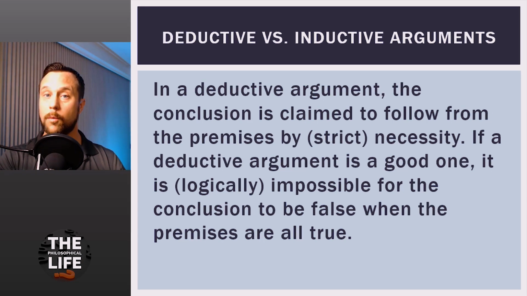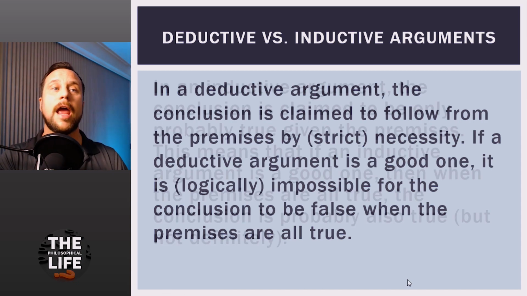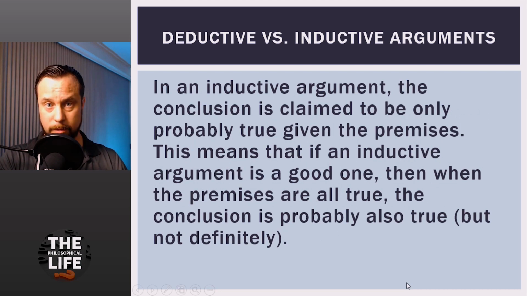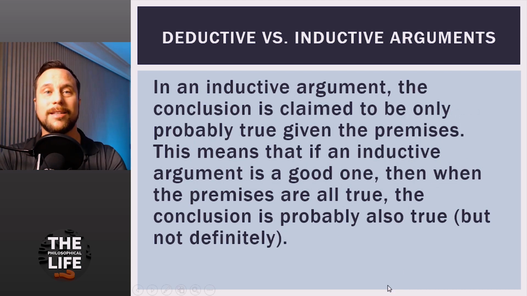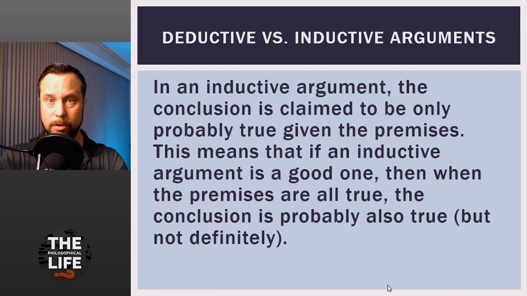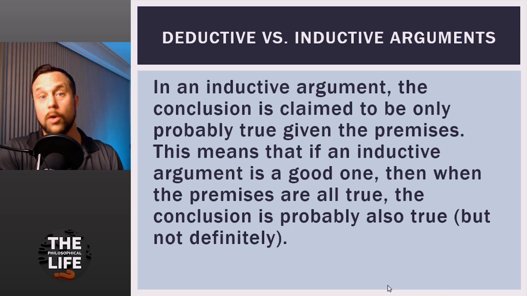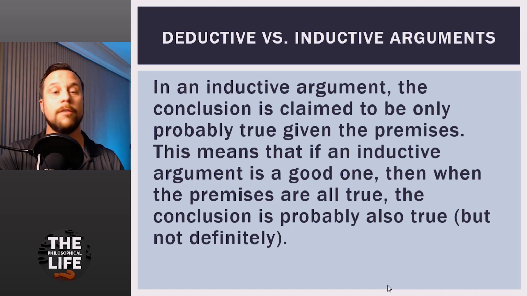Now let's take a look at what makes an argument inductive with regard to its inferential claim. As you can see on the screen here, in an inductive argument, the conclusion is claimed to only be probably true given the premises. This means that if an inductive argument is a good one, then were the premises all true, the conclusion would likely or probably be true as well.